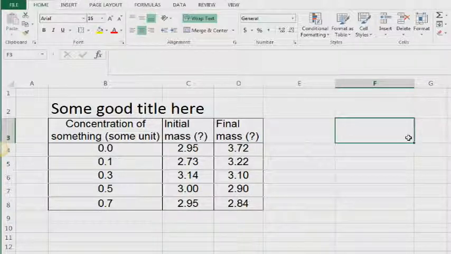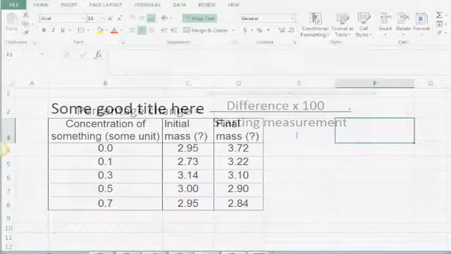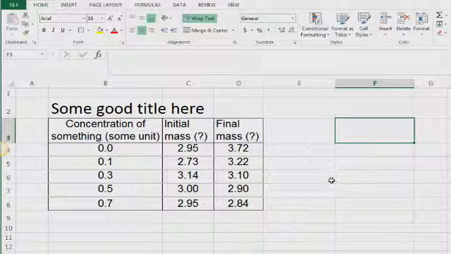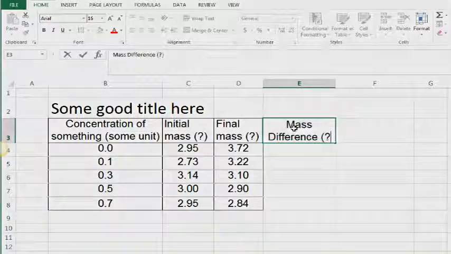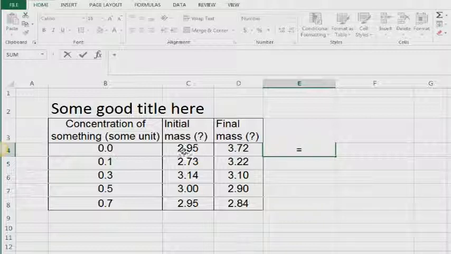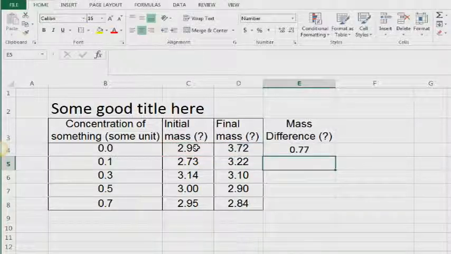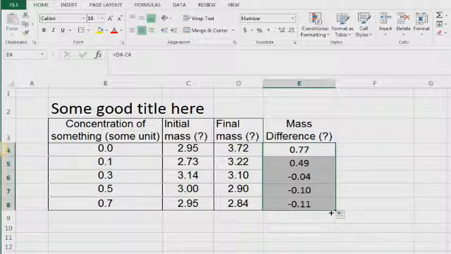The formula said difference divided by starting measurement. So the first thing we have to do is to work out the difference in mass, of course in some unit. We simply subtract these to calculate the difference. So equals. Now this grew bigger, should be a positive change. So this minus this, enter. There's my formula. I grab that corner, the cursor goes different, drag down, done.